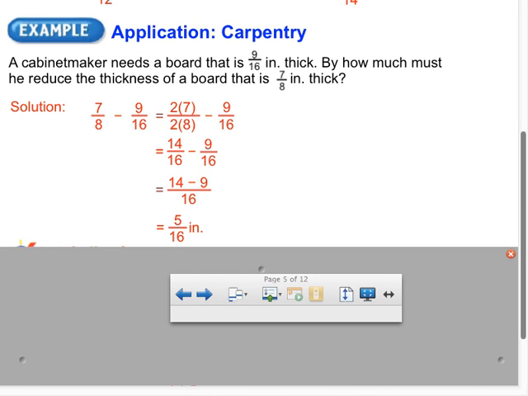Are we good? Yep. Follow along. Is there any steps here that you're confused on? So 16 is the LCD. That means I only had to change the fraction 7/8. And then the factor that would allow me to do that is 2. I multiply the numerator and the denominator by 2. That's what I'm doing here. That gives me 14/16. And then I take the difference of the numerators because I have a common denominator now. 14 minus 9 is 5, 5/16 inch. Okay?